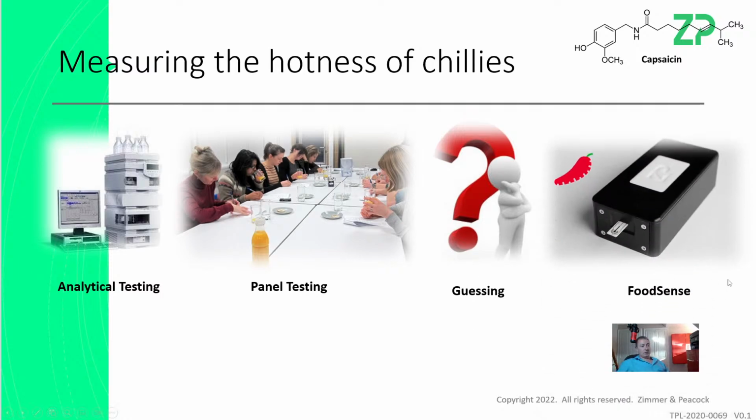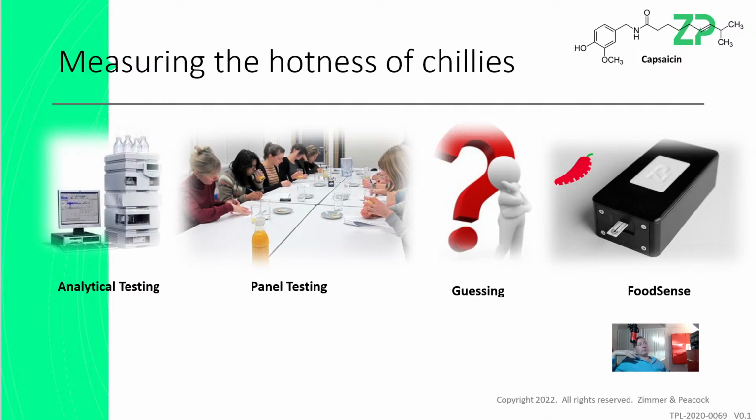Now, FoodSense's intention from the original Oxford paper is really to be a food, well, they would say just measure the hotness of capsaicin, but really it's a food quality system. And what it's meant to do is actually tell you whether something that you're producing is reproducible.